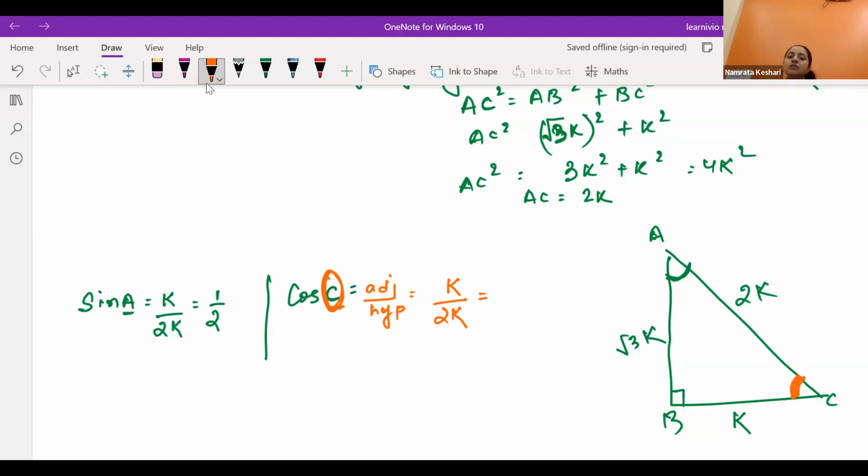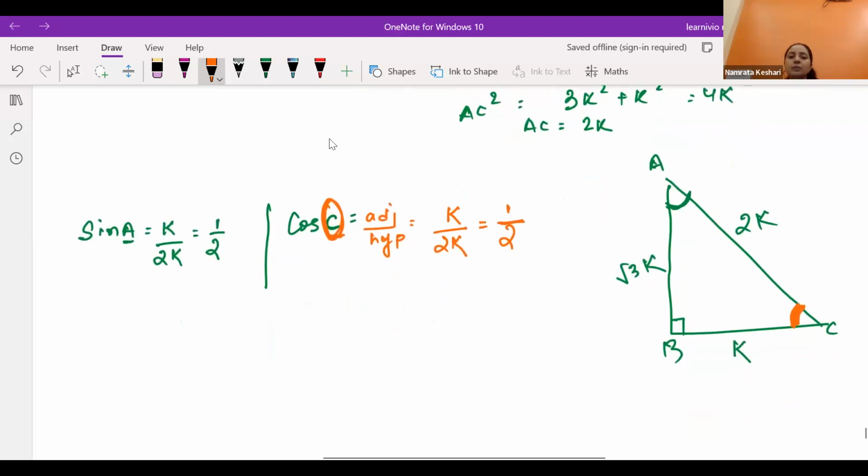Here the trigonometric ratio cos C will be 1 by 2. Similarly, we will find sine C and cos A. Let's focus on sine C. For sine, the formula is the same, opposite over hypotenuse, but with reference to angle C. Which one is the opposite side? The hypotenuse will not change, that is 2K. But the opposite side with reference to angle C is root 3K, so it is root 3K by 2K.